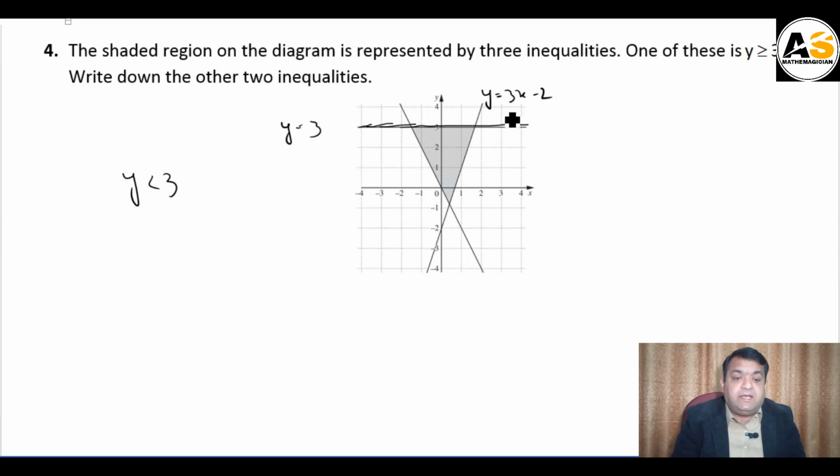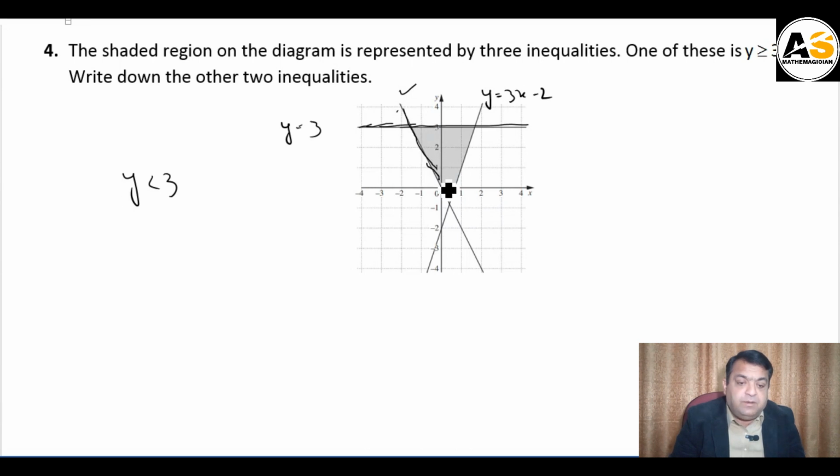How did I recognize this? The gradient of a rising line is positive, and the gradient of a falling line is negative. Its gradient is positive, so this is this line. We need to find the inequality for this boundary line. For that, first see this line. Take any 2 points of this line.